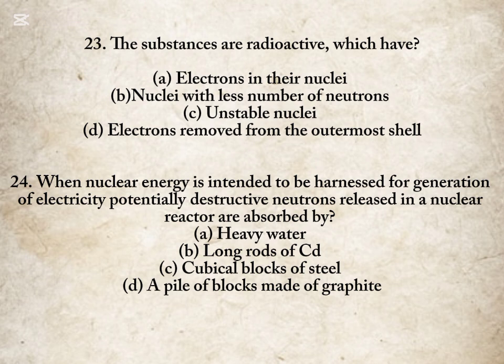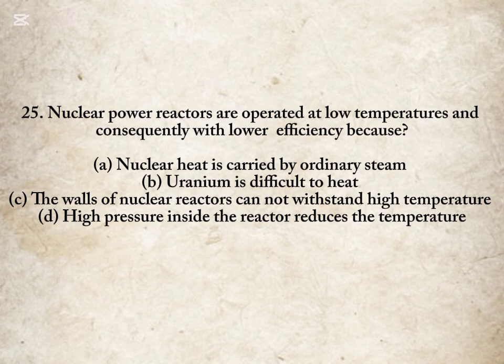24. When nuclear energy is intended to be harnessed for generation of electricity, destructive neutrons released in a nuclear reactor are absorbed by A. Heavy water. B. Long rods of CD. C. Cubical blocks of steel. D. A pile of blocks made of graphite. The correct option is C. Cubical blocks of steel.